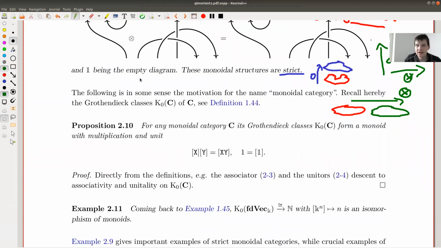And kind of the point was, remember that for categories, there's this notion of a Grothendieck group, which was basically just forgetting the morphisms and collapsing objects to equivalence classes. And now the Grothendieck classes of a monoidal category form a monoid. And if you don't remember what a monoid is, it's a group without inverses. So an example would be, of course, our good old friend, the natural numbers. And how does a multiplication work? Well, it's just a tensor product on objects, with one being the unit.